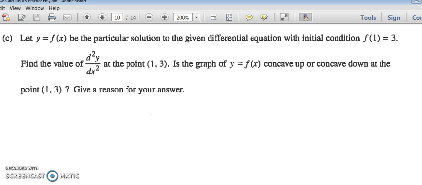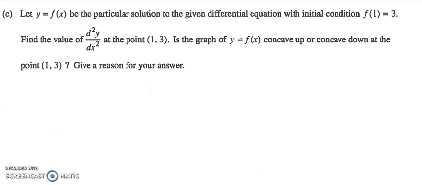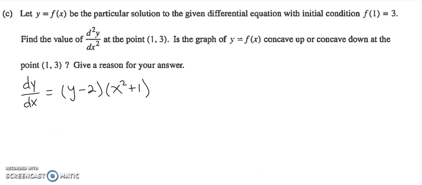For part C, we had to find the second derivative, d squared y over dx squared, with the initial condition of f of 1 equals 3. We are then supposed to determine whether the graph of y equals f of x is concave up or concave down based on that second derivative. So we have to start with what is given to us, and that's dy over dx equals (y minus 2) times (x squared plus 1).